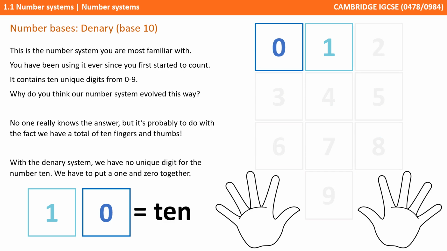With the denary system, we have no unique digit for the number 10, or indeed for any number higher than 9. We have to put the digit 1 and 0 together in order to get the number 10.